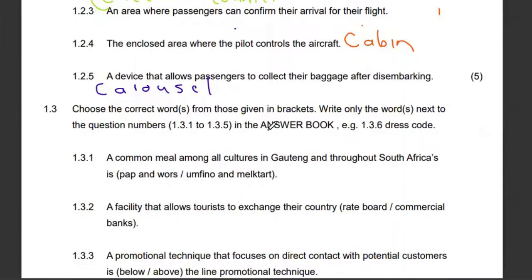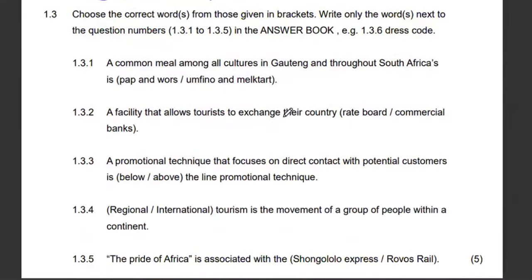Then 1.3, choose the correct words from those given in brackets. Write only the words next to the question numbers, e.g. 1.3.6 dress code. A common meal among all cultures in Gauteng and throughout South Africa is a common meal which almost every household eats. It is known as pap and vors.